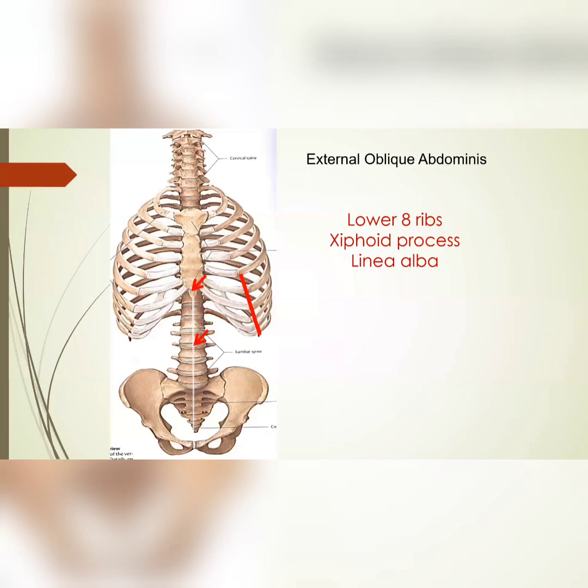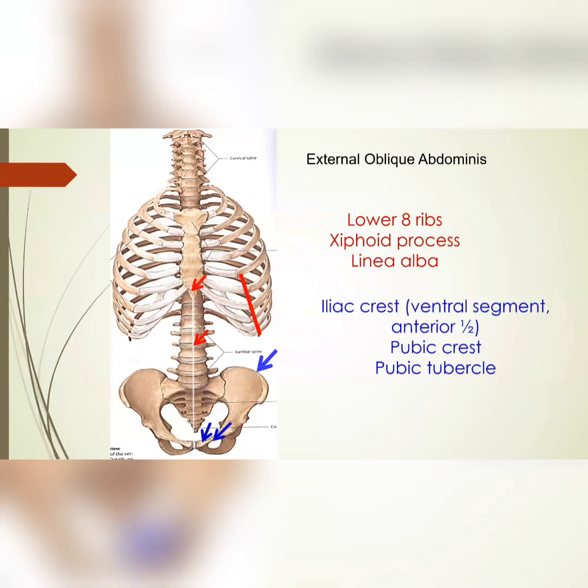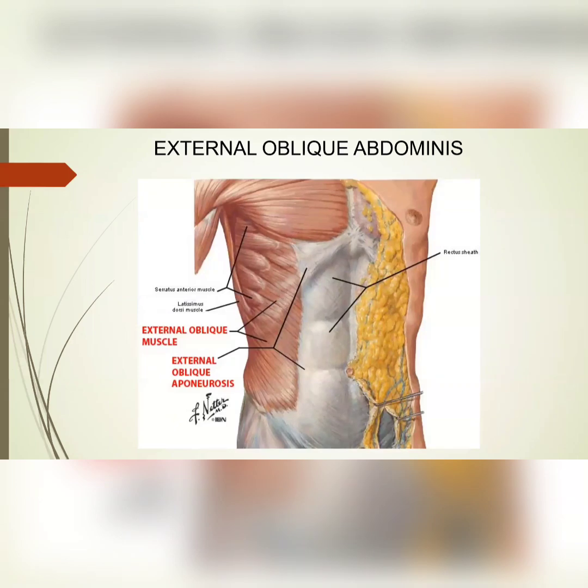process, and the linea alba. The origin I've labeled in red. Whereas the insertion of external oblique will be onto the pelvis. Insertion is onto the ventral segment of the iliac crest, the pubic crest, and the pubic tubercle. If it helps in your memory, you can just remind yourself about how the external oblique is taking origin from the thoracic cage and the insertion onto the pelvis.